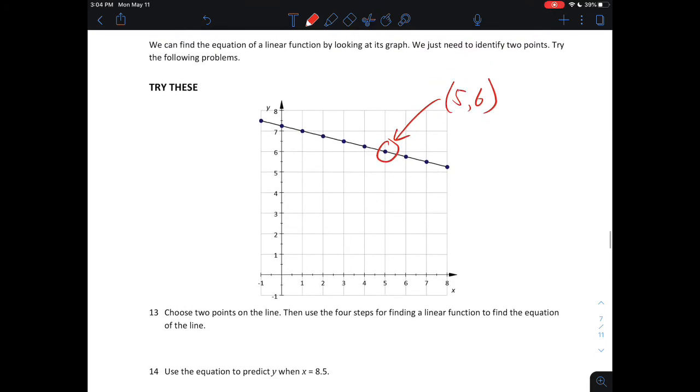Is there another point that's easy to find like that? Yeah, maybe closer to the beginning, you can see that there's a point that I've circled in green, and if you follow down to the horizontal axis, it's got an x value of 1, and if you follow left to the y-axis, a y value of 7.